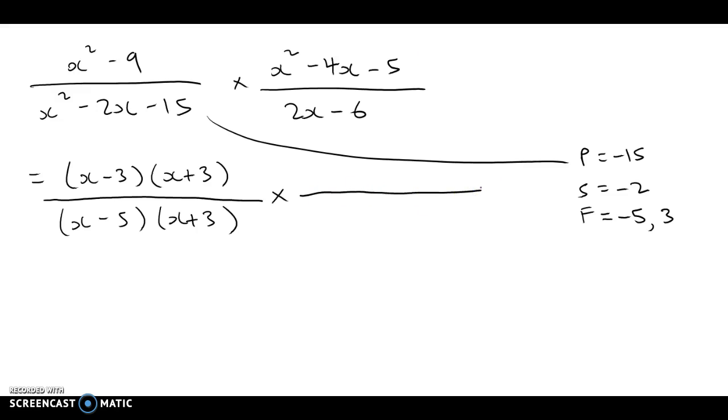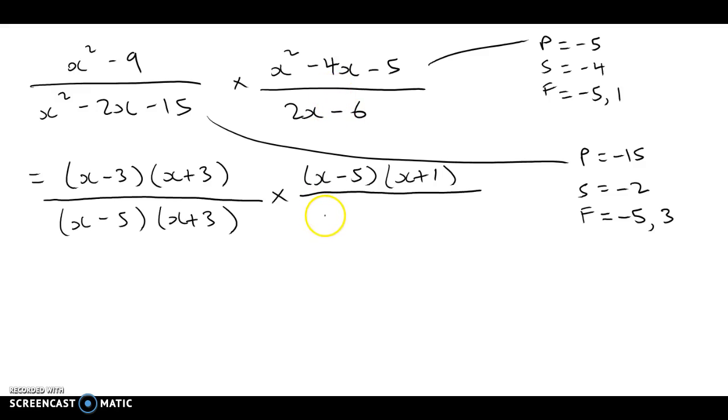Let's come across to the second fraction. X squared minus 4x minus 5. If we do PSF with this trinomial, we'll get a product of minus 5, a sum of minus 4. Factors, it looks like we'll get minus 5 and 1. So this will become x minus 5, x plus 1. And the denominator on the right hand side has a common factor of 2. So we can take out the 2 and that becomes x minus 3.